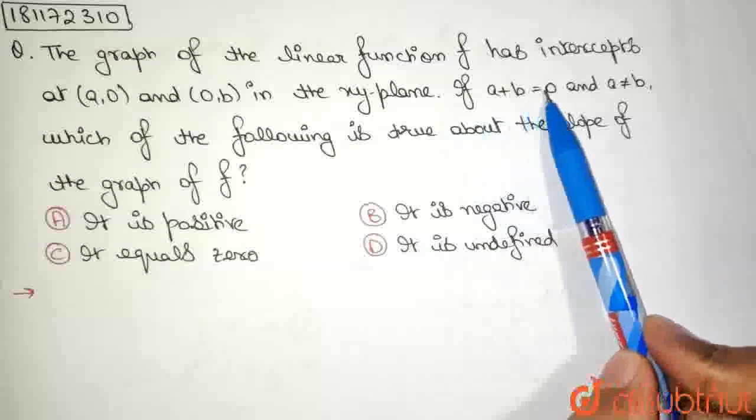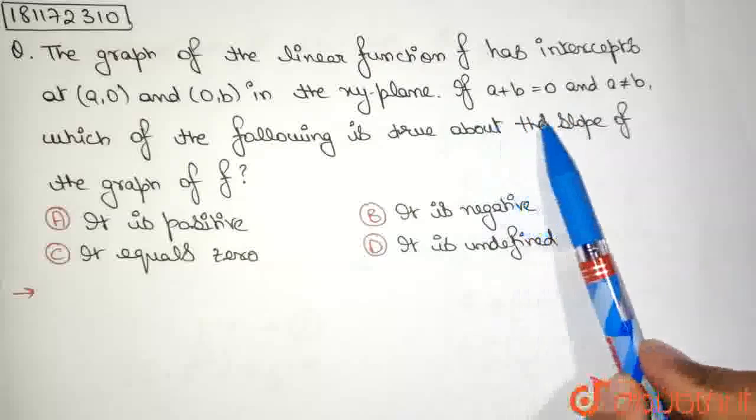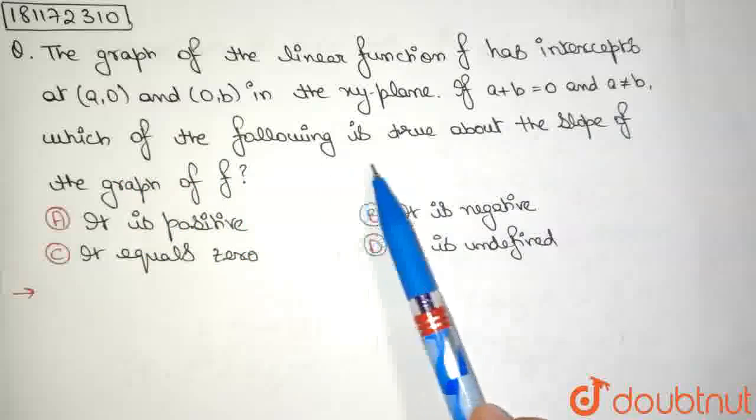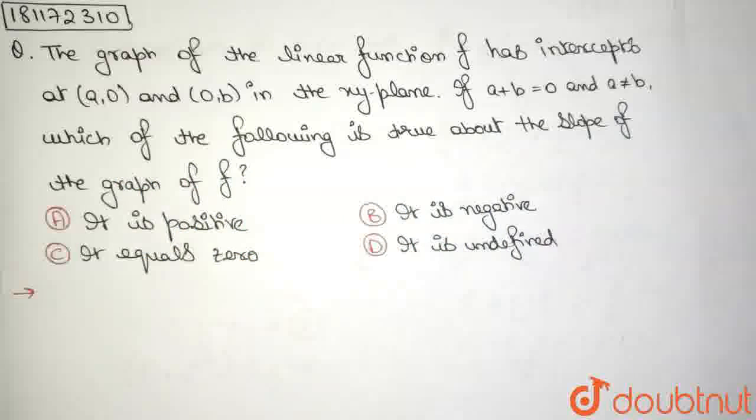If a plus b is equal to 0, so this is the relation that has been given to us, and a is not equal to b, right? Which of the following is true about the slope of the graph of f? And what has been asked about the slope of this particular function or line? It is positive, it is equal to 0, it is negative, or it is undefined. So let us find out what is the slope of this particular line, or function.